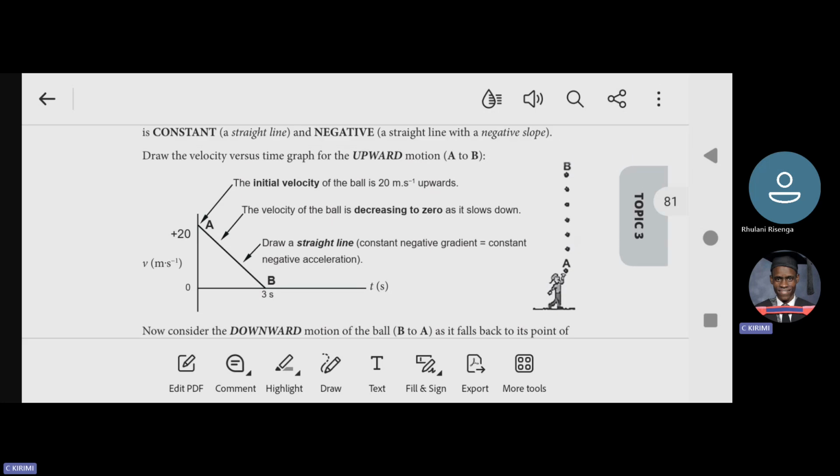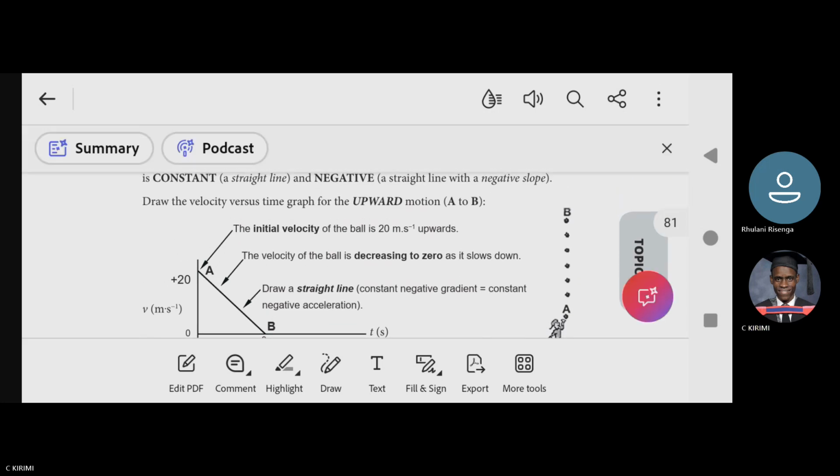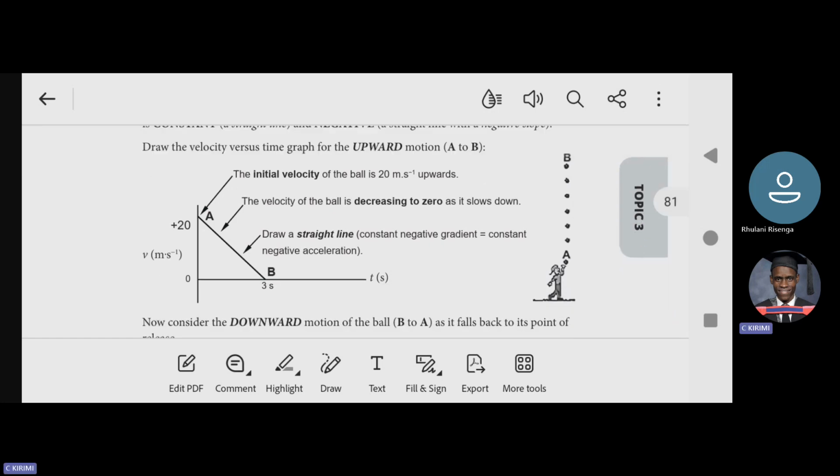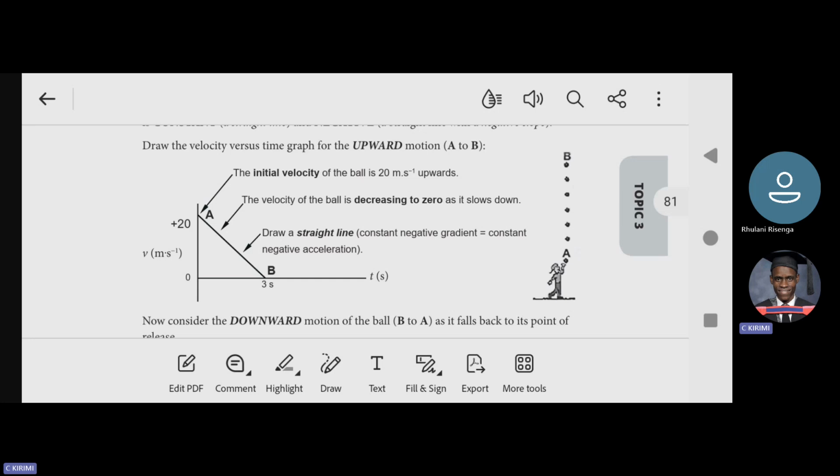Then let's analyze this one. Draw a velocity-time graph for the upward motion A to B. Meaning, how do you interpret this one? The 20 is the initial velocity of the ball. So that one is 20 meters per second upwards.